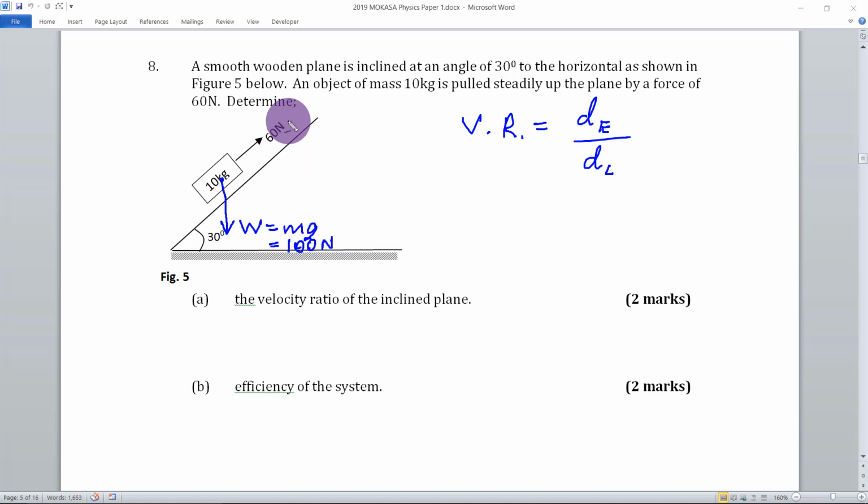So the effort is this arrow here. So this E is the effort, while this is the load. The load actually moves through a certain vertical distance here, h. From here to here is h. So this is the distance which is moved by the load. The effort moves through a distance along the incline, like that. Notice that since the effort is in this direction, the distance moved by the effort is also in the same direction. That distance is parallel to the arrow here.